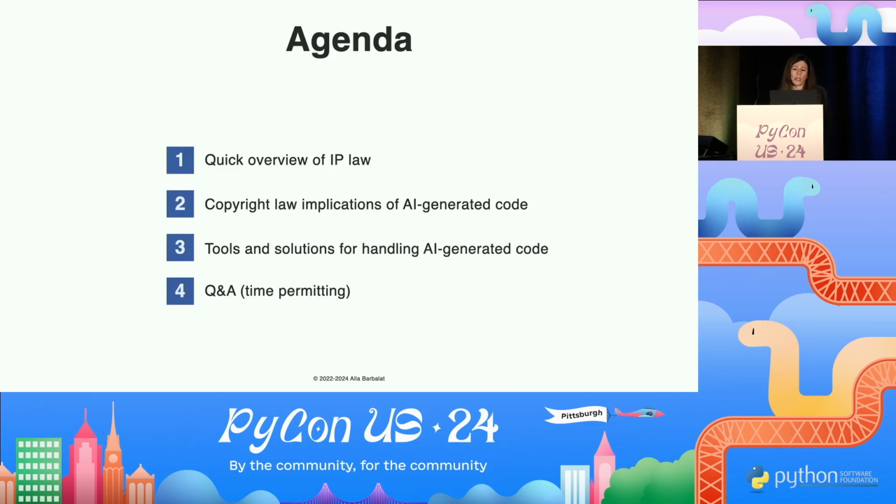Here's a quick agenda to orient you to what we'll be discussing today. Quick overview of IP law. Then we'll discuss copyright implications of AI generated code, followed by some tools and solutions that you can implement for handling AI generated code in your own workflows. And then if there's any time remaining, we will do a Q&A.